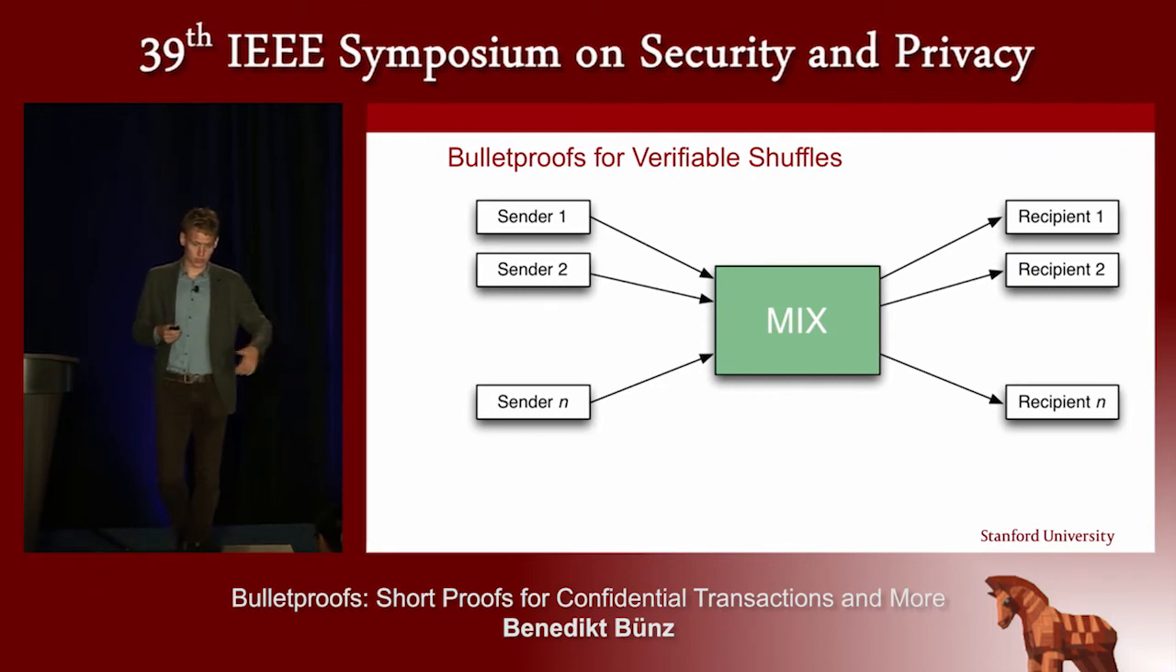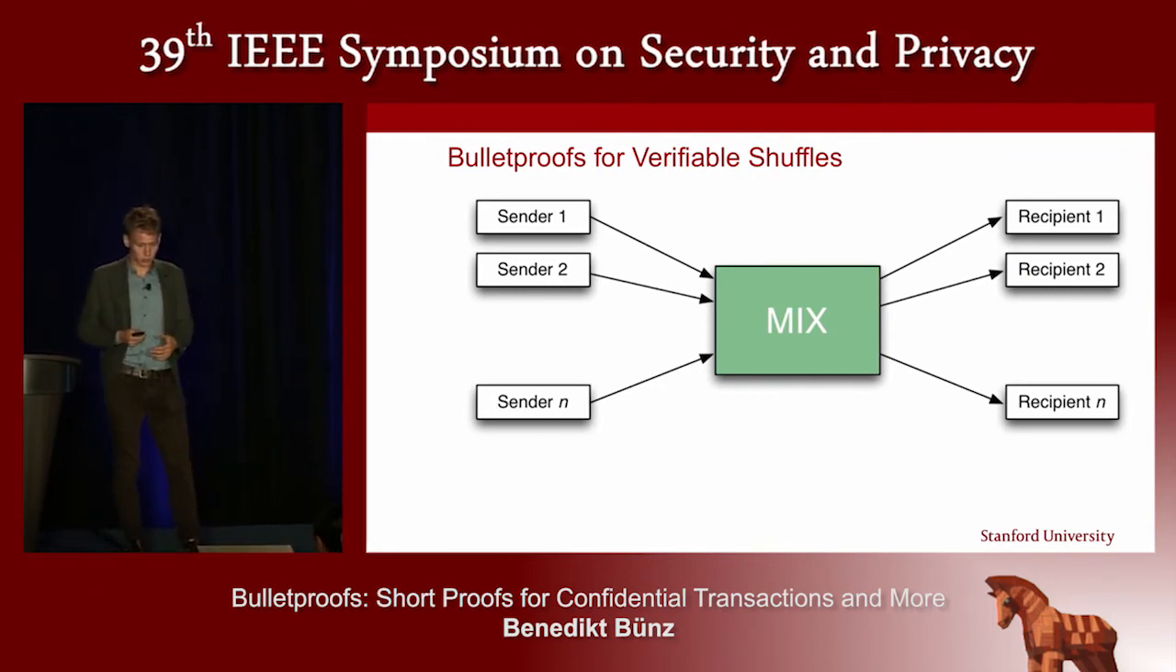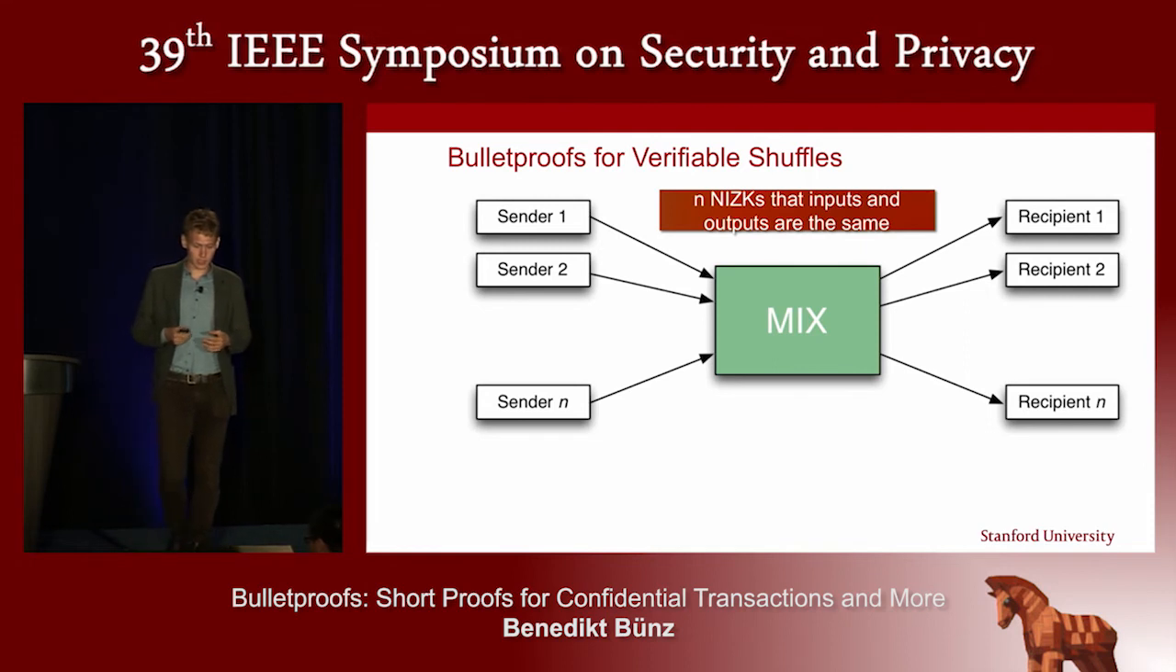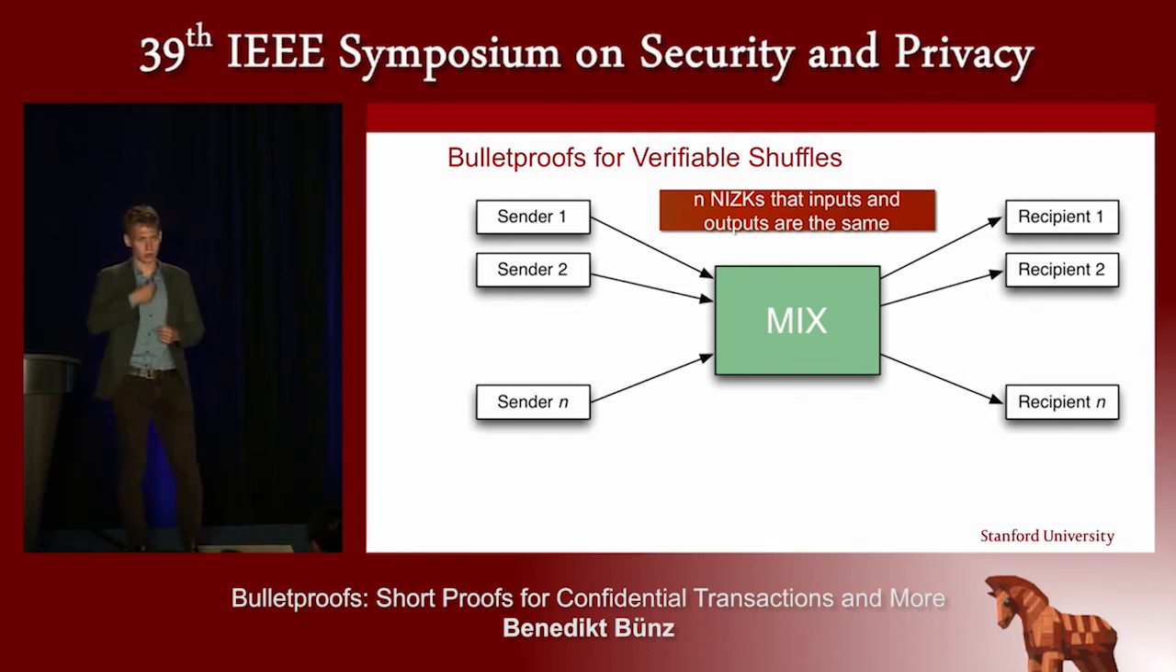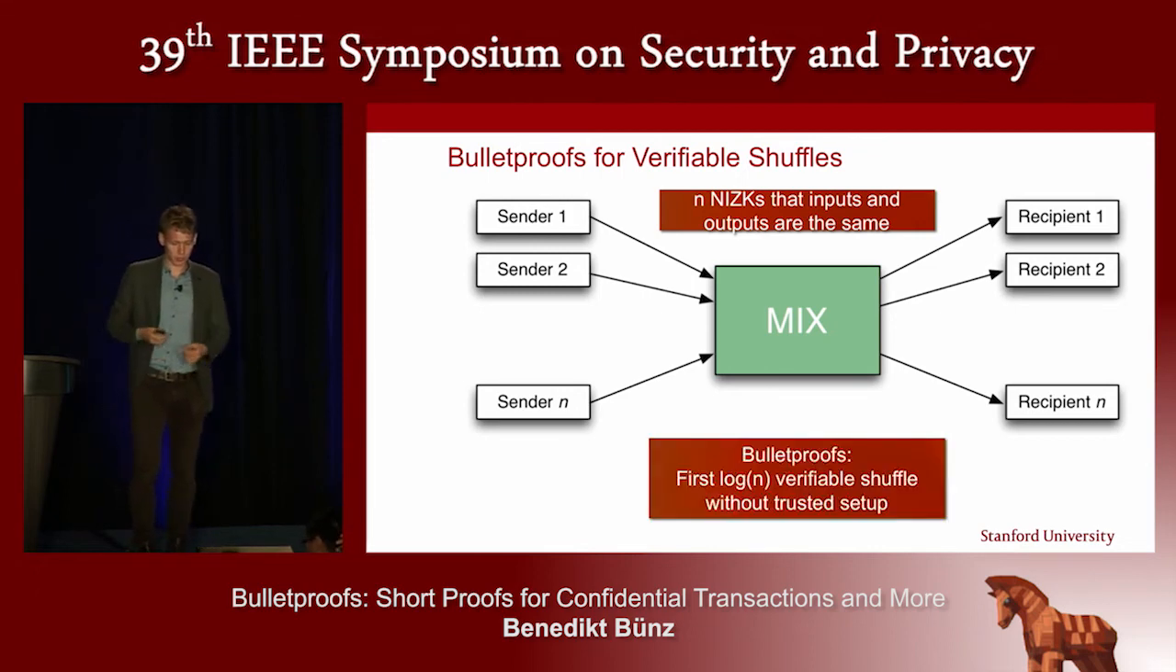Another application is so-called verifiable shuffles, where multiple parties have multiple messages, and they go through something called a mixnet. And as part of this mixnet protocol, every party needs to provide a proof that n inputs are equal to n outputs, and that they were shuffled correctly. So you have 2 lists of commitments, and you want to prove that the same values were committed to in both of these commitments. And with Bulletproofs, this seems to be the first logarithmic-sized verifiable shuffle that doesn't have a trusted setup.